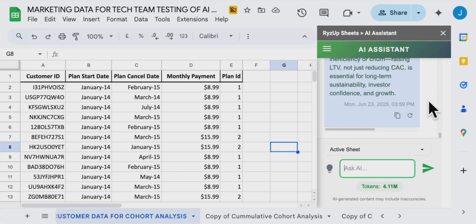Here you can see with just a simple prompt, we are able to calculate such complex analysis in minutes, which otherwise could take days or weeks for a team to do.